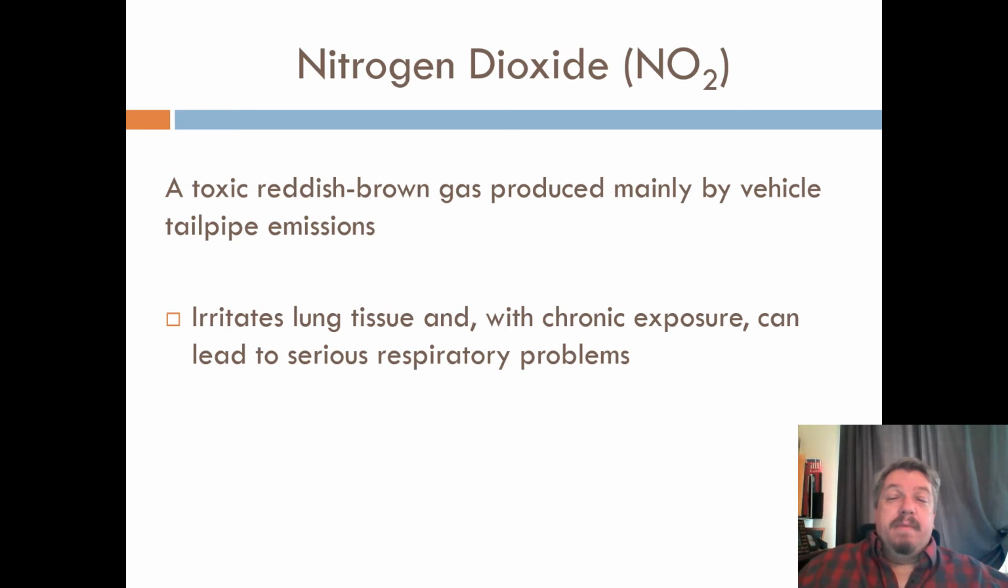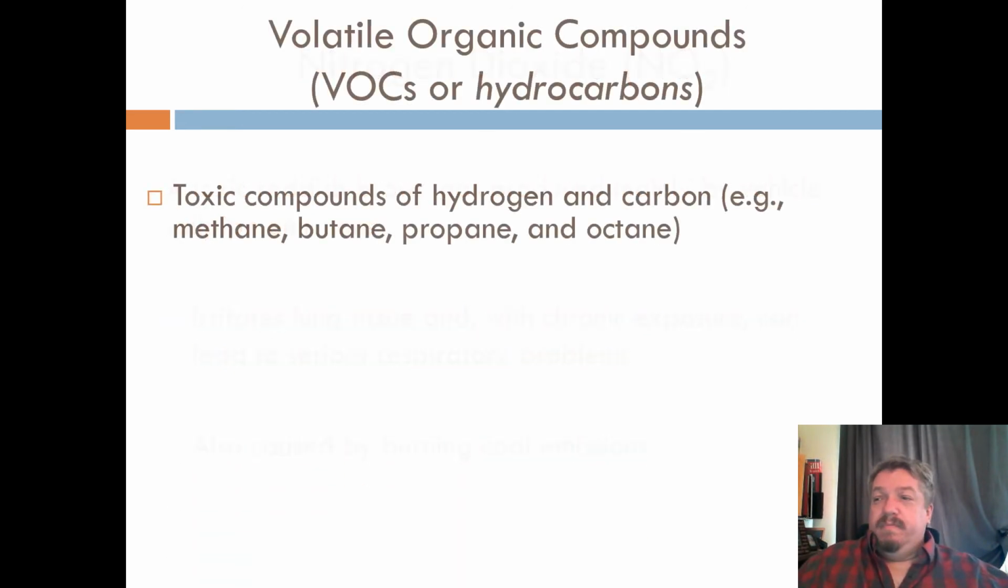It's also why in neighborhoods next to highways and very busy roads, we tend to find higher levels of childhood asthma, of lung disease, of bronchitis. It also comes from burning coal. Another one is VOCs.